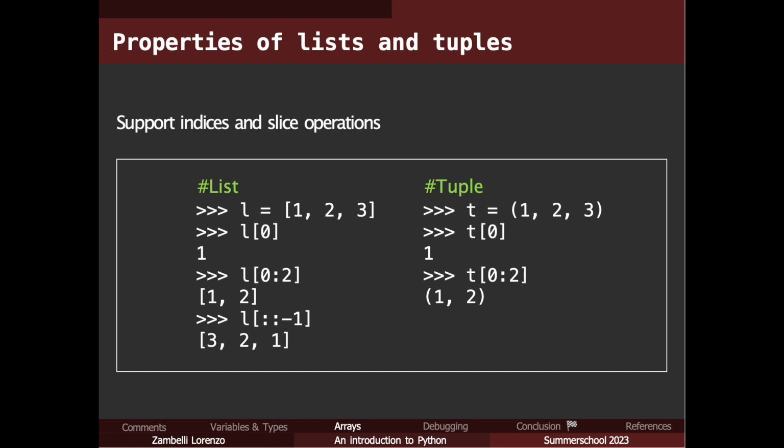Finally, we can also have the backwards order, so we add another double points and -1 in front, so we are asking to have the list in backwards order. Similarly for tuples, the same way.